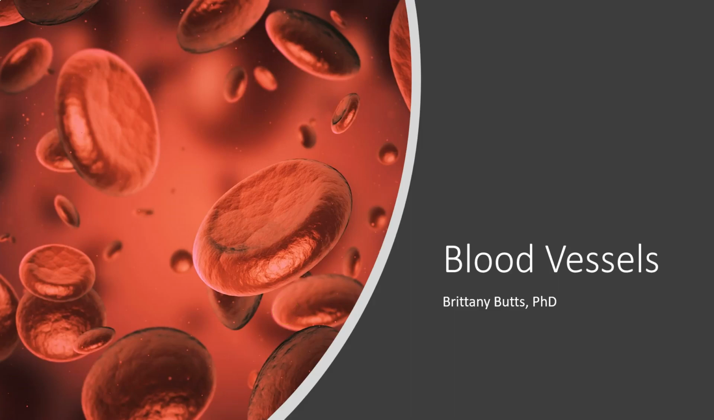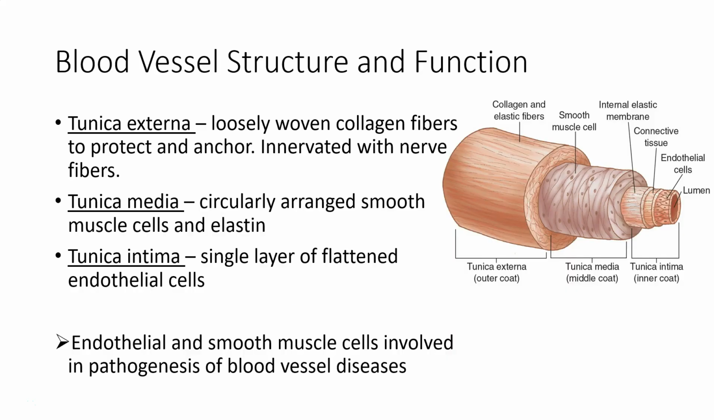In this video, we will review the structure and the function of blood vessels. So blood vessels have three layers. The outer layer is called the tunica externa, and this is made of collagen fibers that are closely woven together to protect and anchor the blood vessels. The tunica externa is the layer that is innervated with nerve fibers to send signals to the blood vessel.